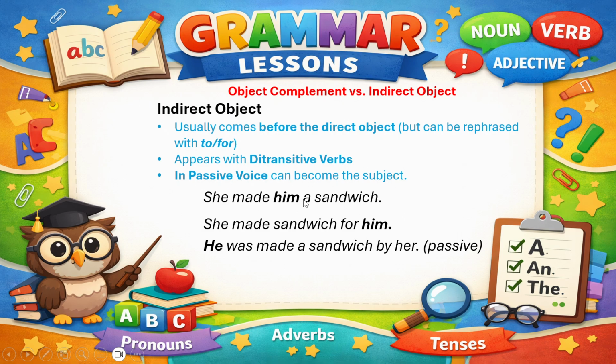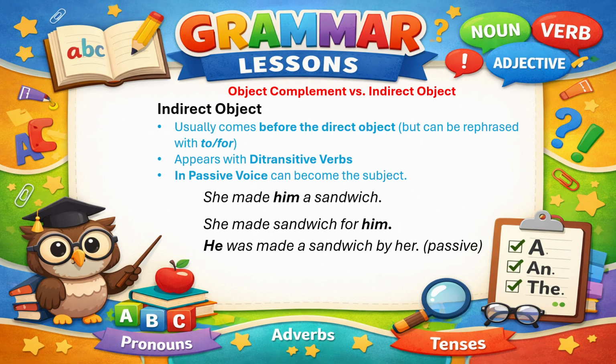I can also change. Earlier I said usually the indirect object comes before. Here I have used the indirect object him before the direct object, that is a sandwich. But I can also change the places of these two parts of the sentence, like direct and indirect object. As, she made a sandwich for him. Now I brought the indirect object to the end, but then I also added another word, that is for. So this is another thing, and this does not happen with the object complement.